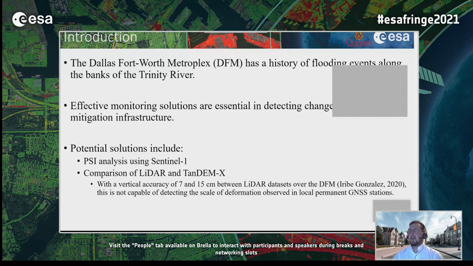A large amount of investment has gone into the flood mitigation infrastructure to prevent the continuation of these tragedies. These include numerous dam and levee systems. Implementing effective monitoring solutions is essential for the long-term security of this area. Solutions which we investigate include the use of persistent scatter interferometry, as well as a comparison of LiDAR and TanDEM-X. However, with a vertical accuracy of 7 and 15 centimeters between different data sets analyzed, the precision of this method wasn't capable of detecting changes of the precision which we required.